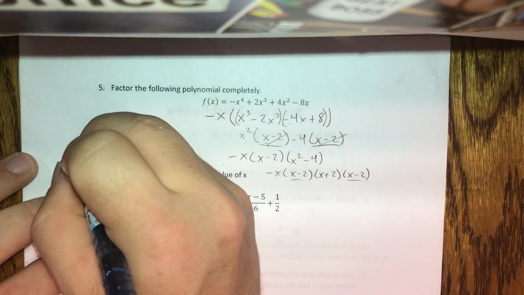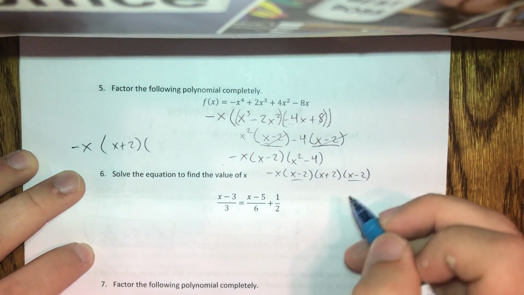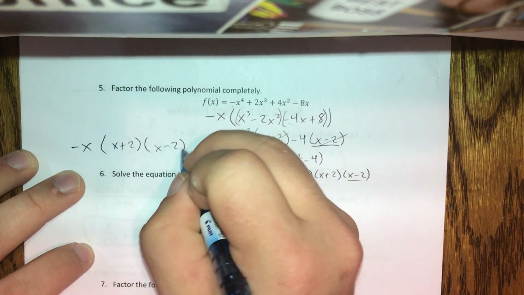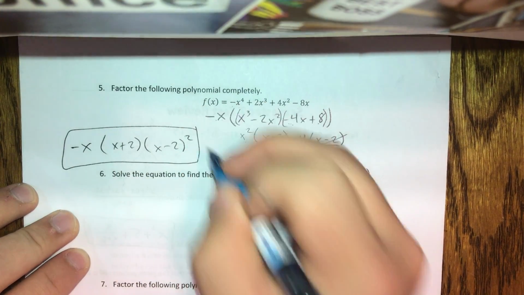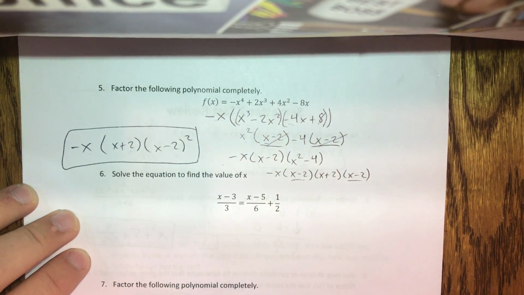And so the final answer, I'll write it over here. We've got x plus 2, and then there's 2 x minus 2, so x minus 2 squared. And that's 1, 2, 3, 4. My exponent is 4, and so we're good.